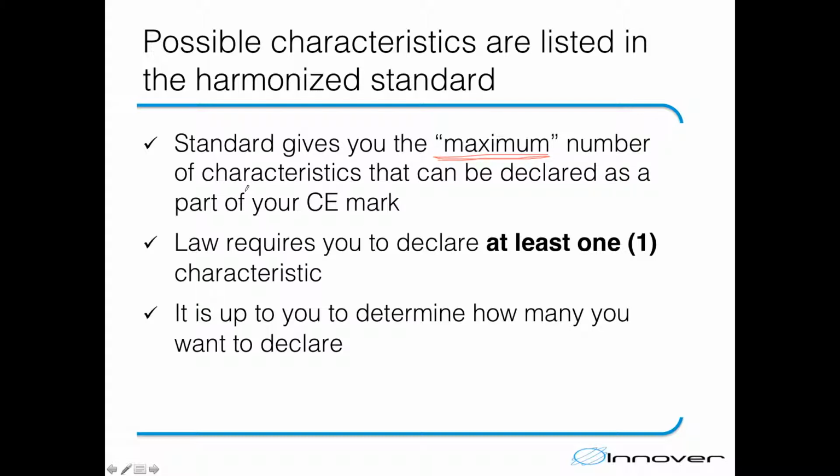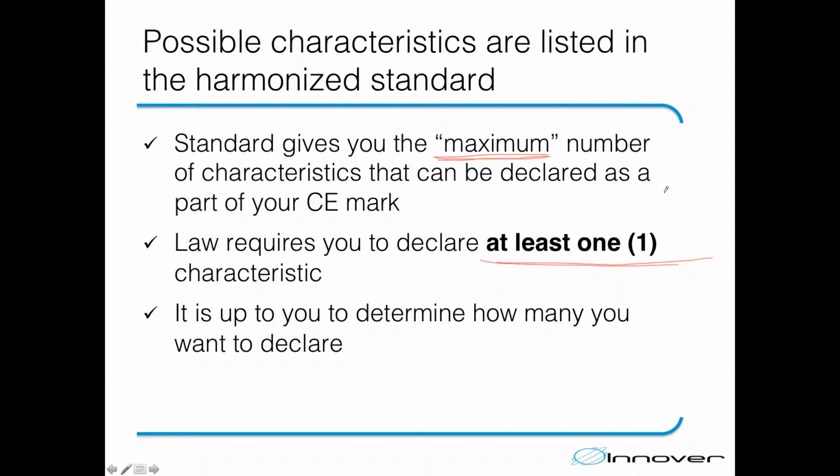So the standard's appendix ZA only gives you the option of which characteristics you can declare. And then we have the other part, the construction product regulation, that mandates you to declare at least one characteristic. So it is up to you to determine how many and which of the characteristics you want to declare, as long as it's at least one, and as long as all the characteristics that you declare are given out in the appendix ZA.